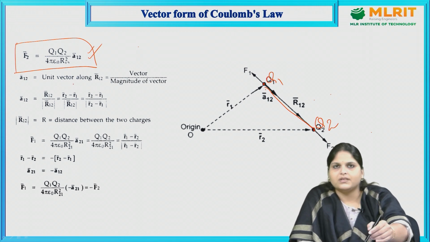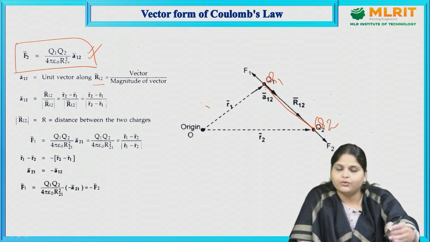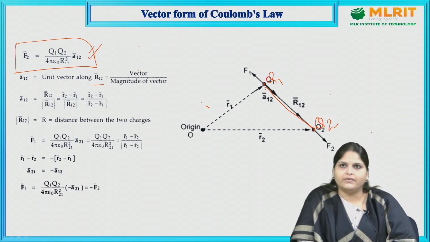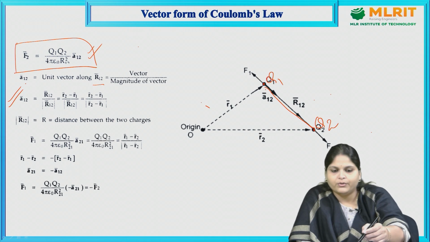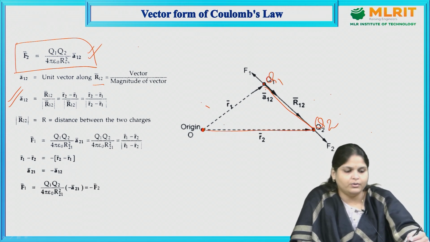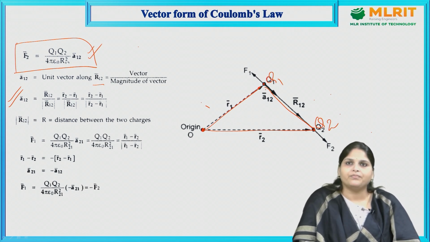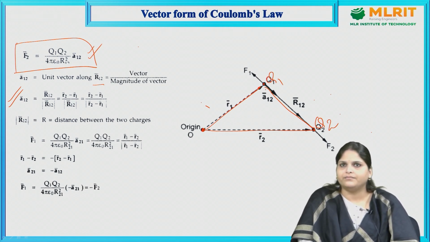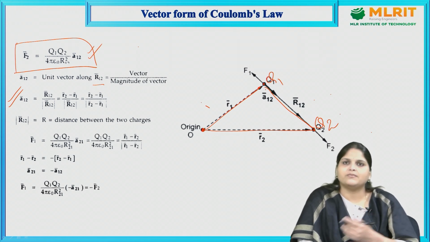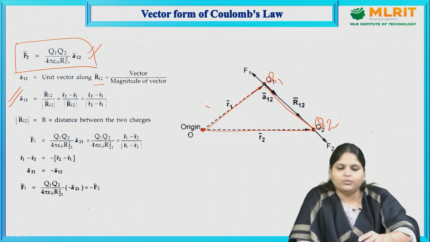So a12 is the unit vector along r12, and what is a12? It is vector r12 upon magnitude of r12, okay? So a12 is equal to r12 upon mod of r12. What is r12? Basically, if you consider the origin, so this is r2, this is r1, right? So it becomes r2 minus r1 upon mod of r2 minus r1, right? Where r is the distance between these two charges, right? Now if you put that into this formula, it becomes q1 q2 upon 4 pi epsilon naught r12.